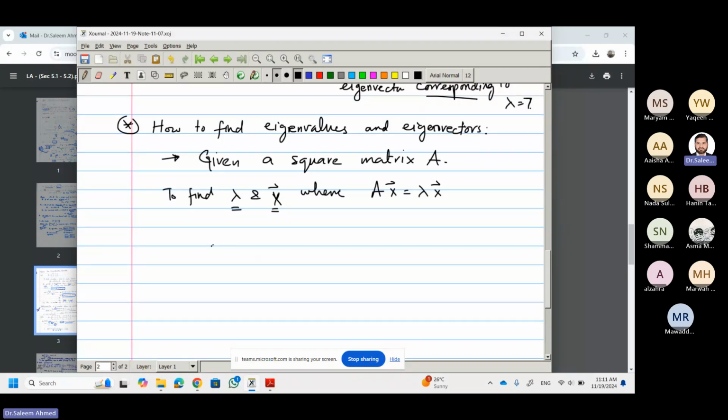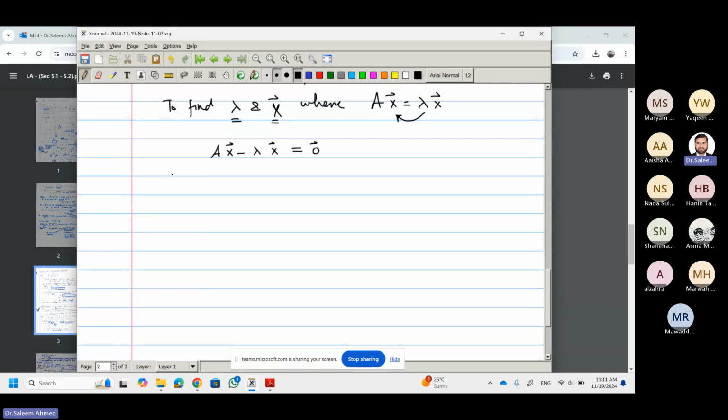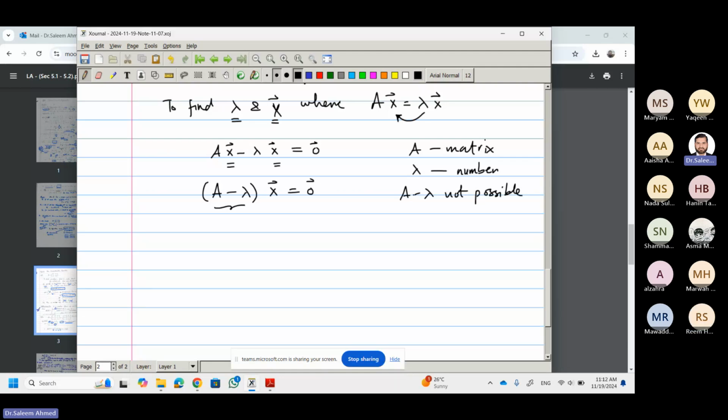So if Ax is lambda x, then Ax minus lambda x is equal to 0, right? I can bring it to the left side. If I take x as common, I can write A minus lambda x equal to 0. But the problem is this cannot be done. A is a matrix, right? And lambda is a number. How can I subtract a number from a matrix? It is not possible, right? A minus lambda is not possible. I can multiply a number with a matrix, but I cannot add or subtract a number from a matrix. It means I need something more here.